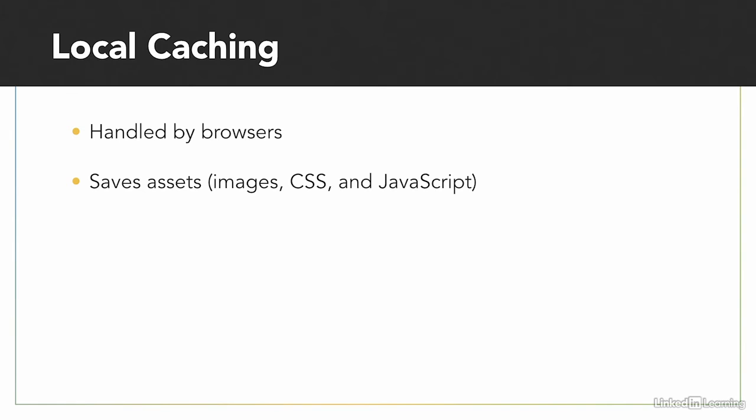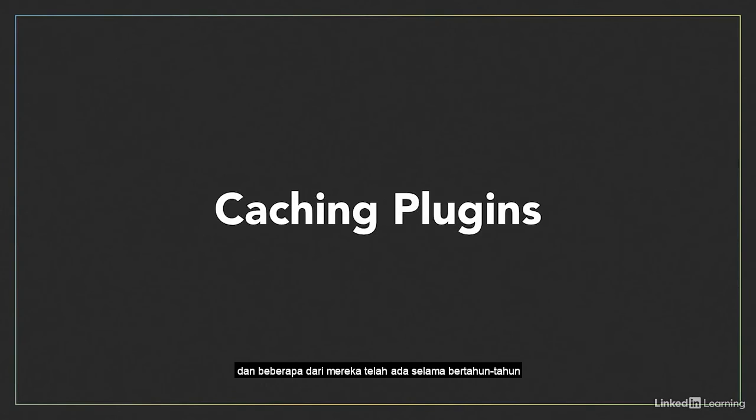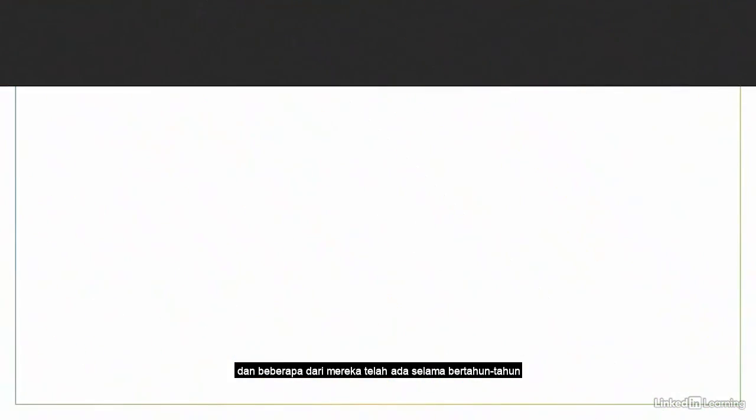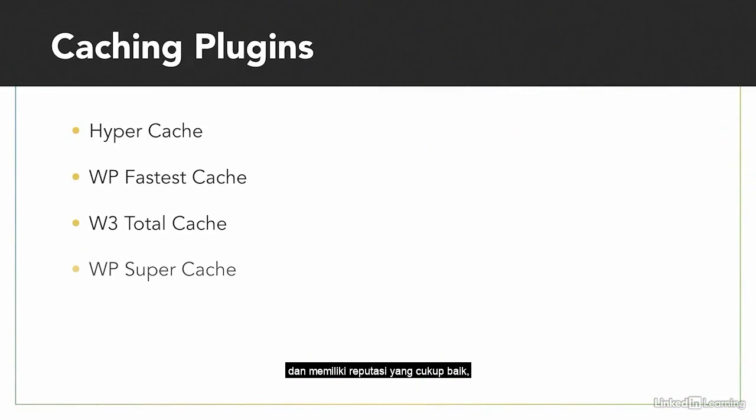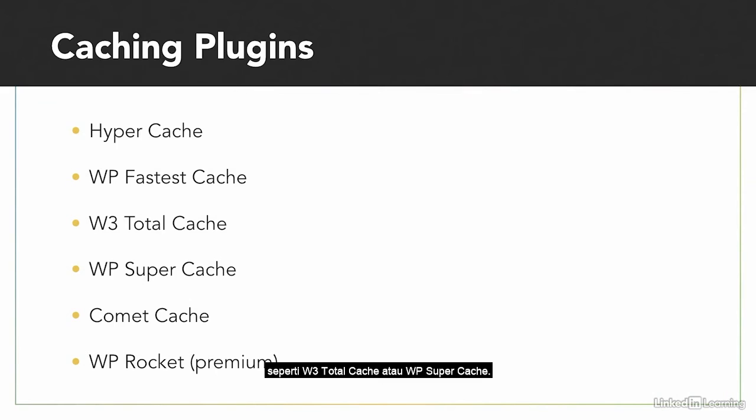Next up, let's configure a caching plugin. There are a lot of caching plugins for WordPress, and some of them have been around for many years and have a pretty good reputation, like W3 Total Cache or WP Super Cache. And most of these can be found for free on WordPress.org. For this course, I want to show you a premium option called WP Rocket that costs about $50 a year for a single site.